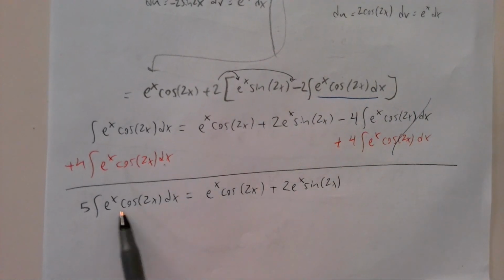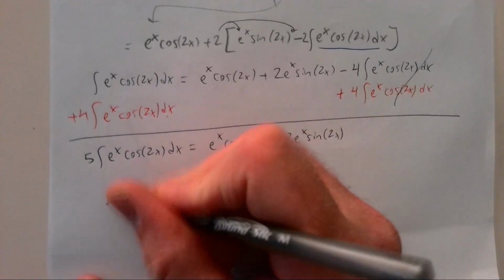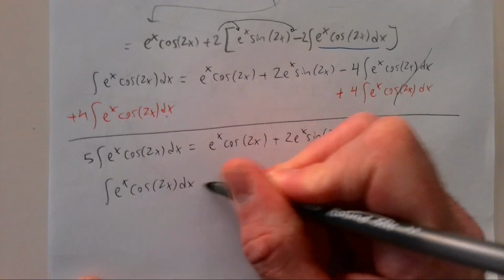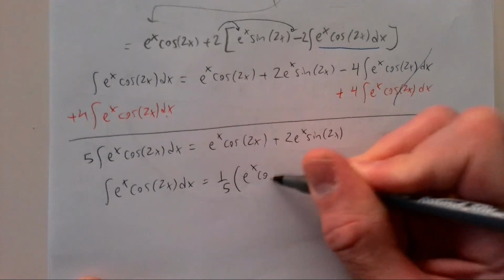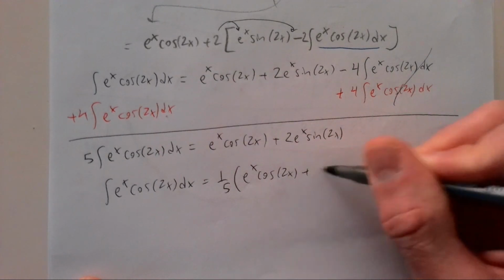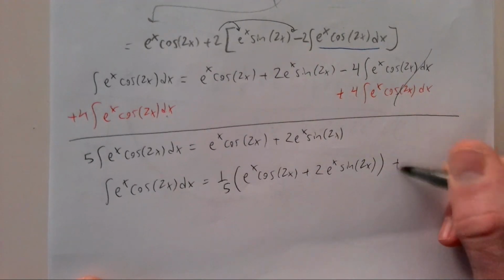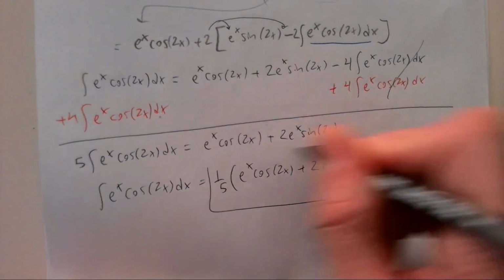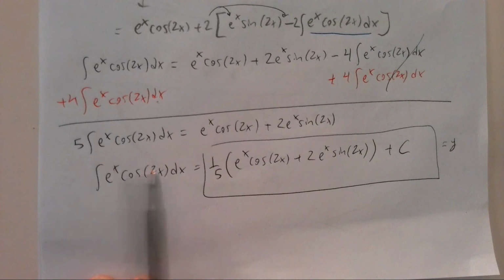And the original question said, find this integral, evaluate it. Okay, I'll just divide everything by 5. So that means that integral they asked me to find is 1/5 of all of this, plus whatever constant I can imagine. And if you're not quite convinced, take the derivative. You better get this thing when you're done.